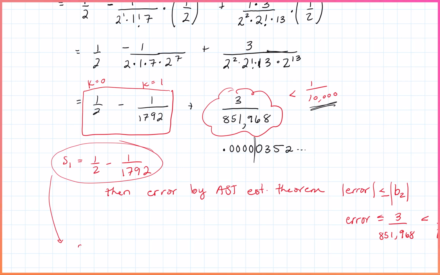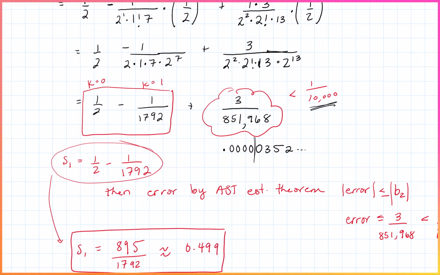So we didn't even have to go very far to get within 4 decimals of accuracy. So S1, if I plug that into my calculator, I actually get 895 over 1,792, which is approximately 0.499. And that sum estimates the actual sum to within 4 decimal places. So it's actually even better. We could say the error is less than 3 over 851,968, but it's definitely giving me at least 4 decimals of accuracy because it's less than 1 over 10,000. The error is less than 1 over 10,000.